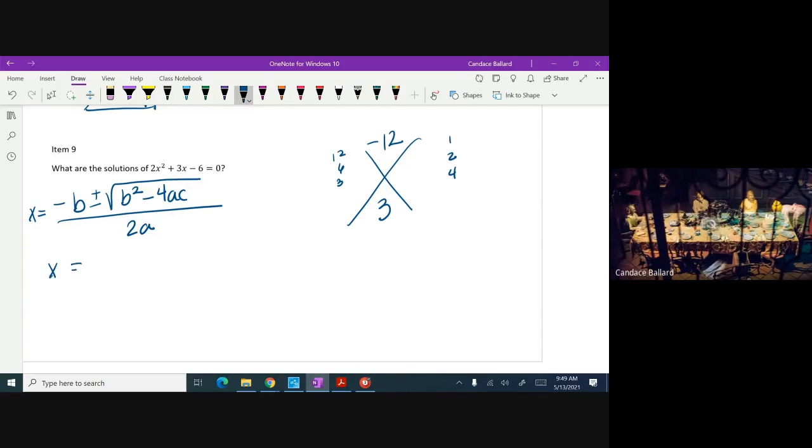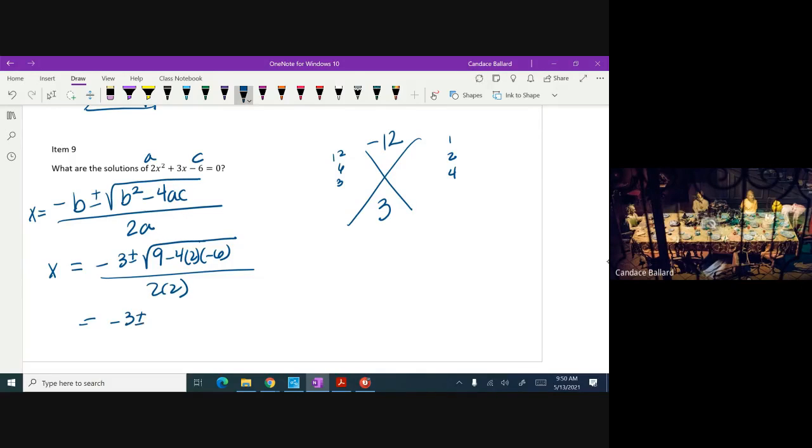Okay, let's plug in. What's my b value currently? Perfect, it's a 3. So we've got negative 3 plus or minus the square root of, and you can go ahead, you're taking the test, I'm not going to be looking at your work, because it's a standardized test. So you're going to just do a 9. If you want, you can write the 3 squared too. Minus 4 times 2 times negative 6, because this is the A and that's the C, all over 2 times 2.